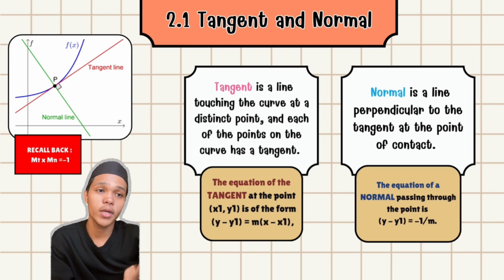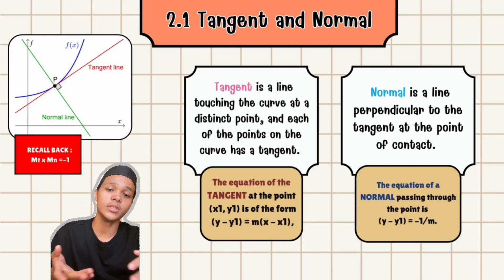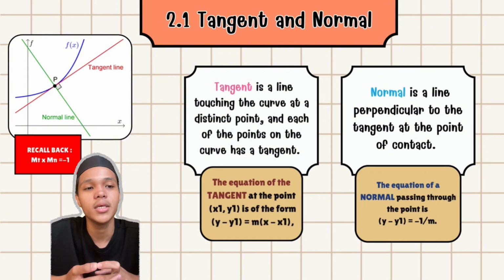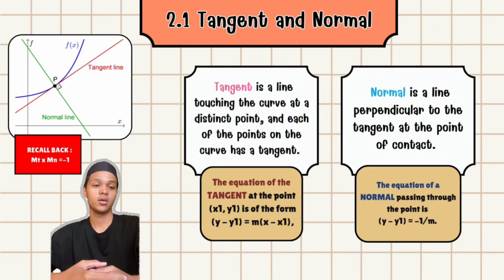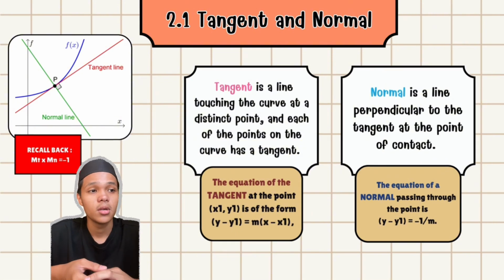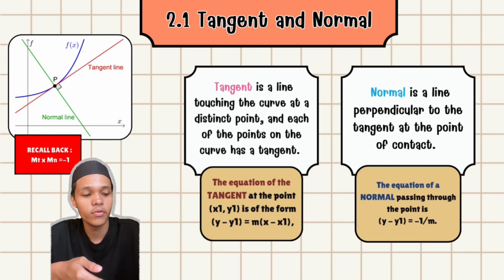For 2.1, we have tangent and normal. So what is tangent and what is normal? Tangent is a line touching the curve at distinct points, and each of the points on the curve has a tangent. The equation of the tangent is y minus y1 equals m(x minus x1). Normal is a line perpendicular to the tangent at the point of contact. The equation of normal is y minus y1 equals -1 over m (x minus x1).